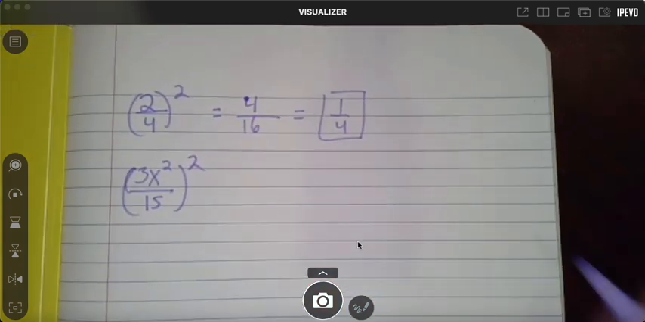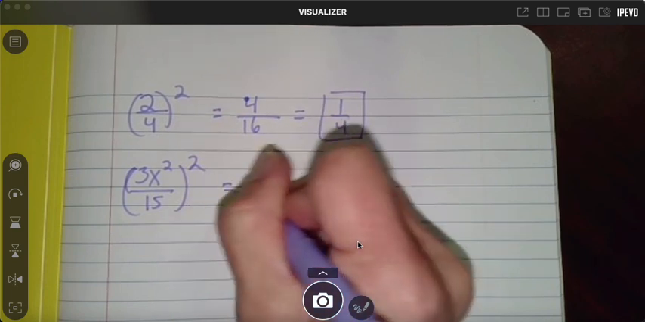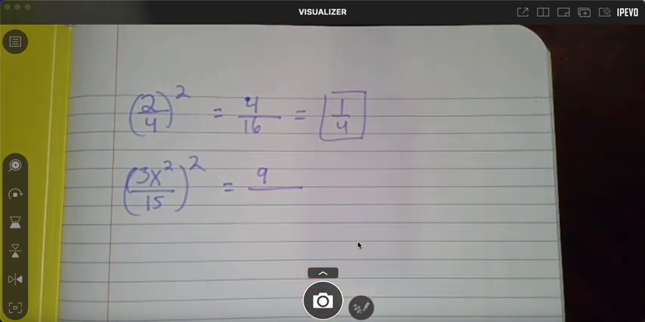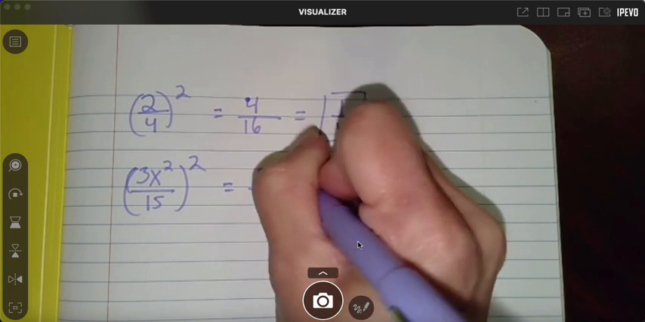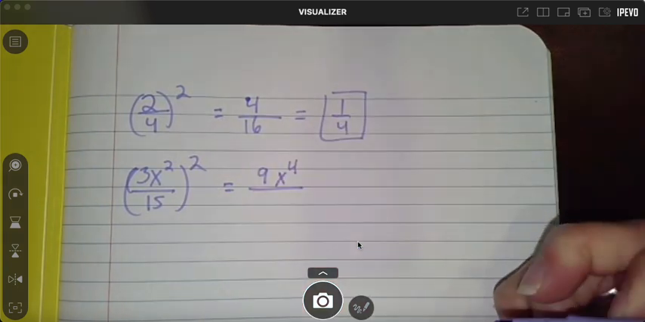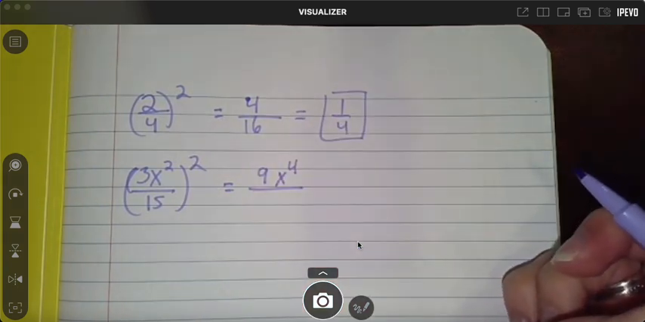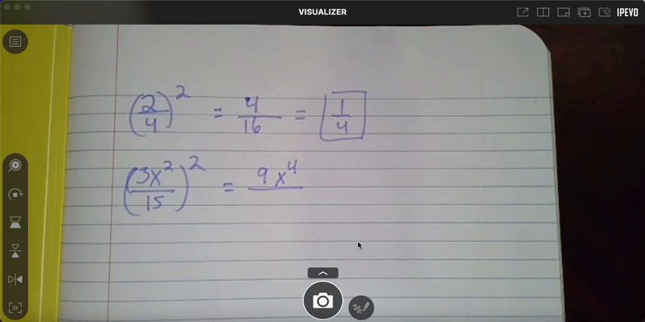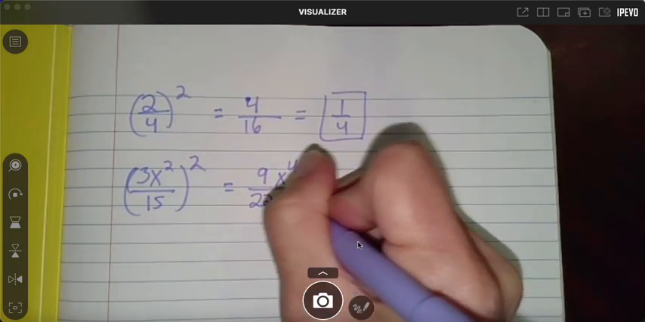What's 3 squared? 9. What's x squared squared? X to the 4th. Aston, when you don't understand this, I'm going to remind you because you're talking to Logan. What is 15 squared? 225. Now, let's see if we're done.